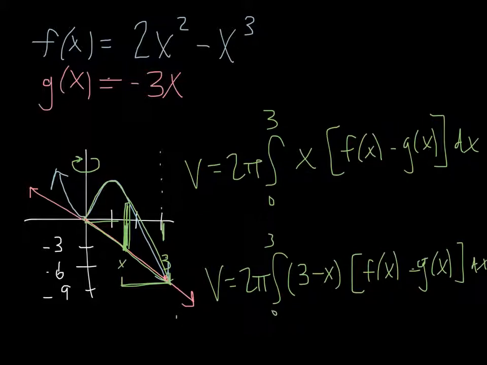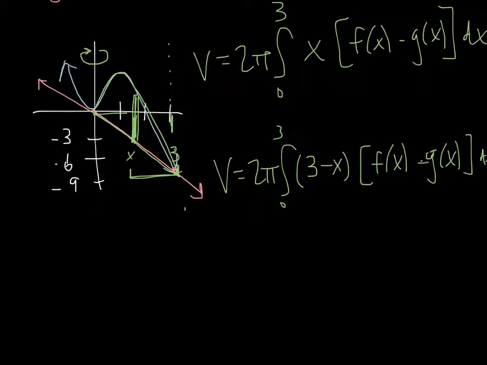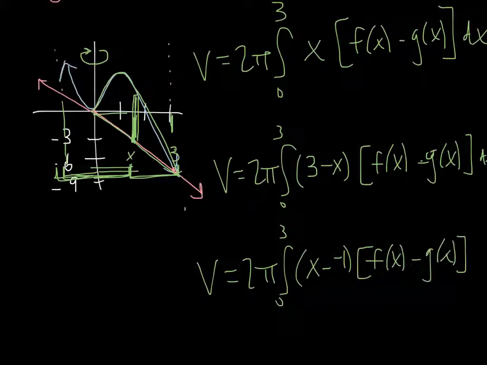Alright, let me give you one more example. Let's say you were rotating it around x equals -1. The volume would be 2 pi, 0 to 3. But this time, right minus left would be x minus -1. And if you think about it, this distance right here is the distance for x plus 1. Times the height. And that's the shell method. It's pretty straightforward.